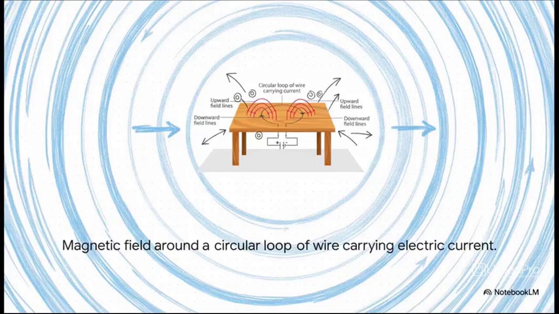Okay, so what happens if we take a straight, current-carrying wire and bend it into a circular loop? Well, the magnetic field lines form these perfect, concentric circles. Depending on the current's direction, the field emerges from the inside of the loop and loops back downward on the outside. It's a beautifully structured pattern.